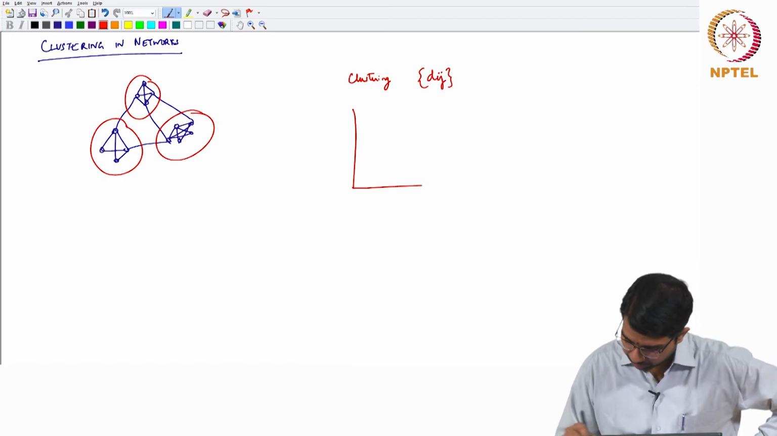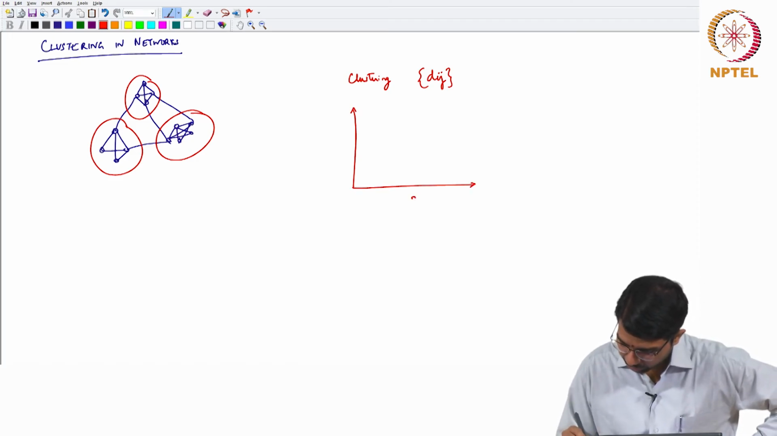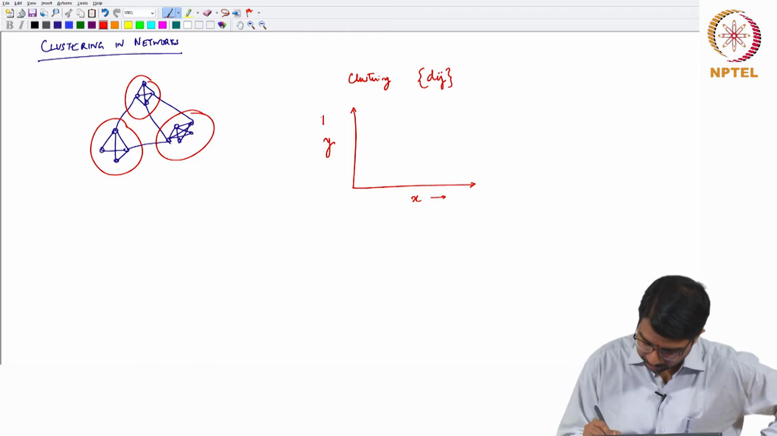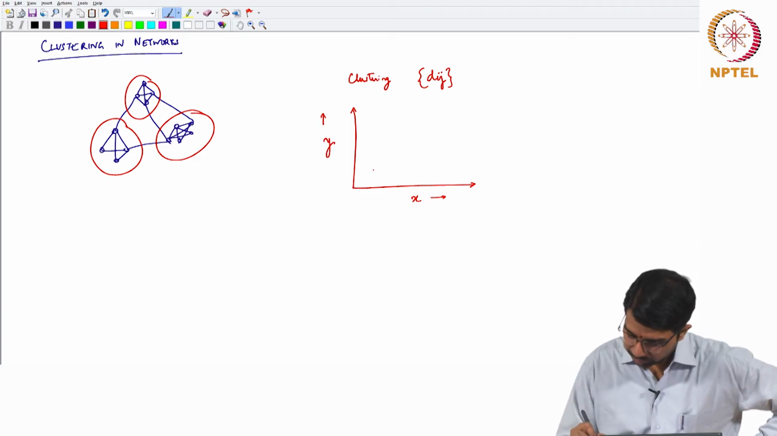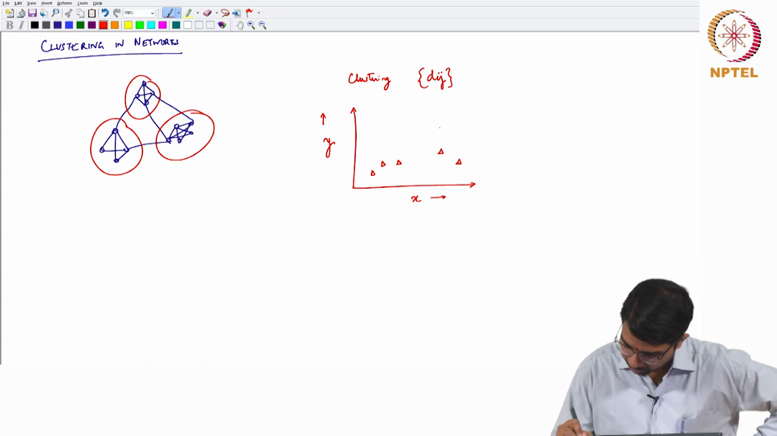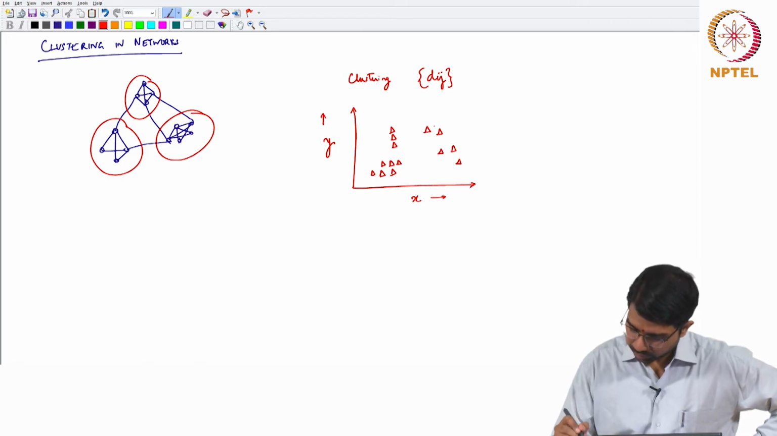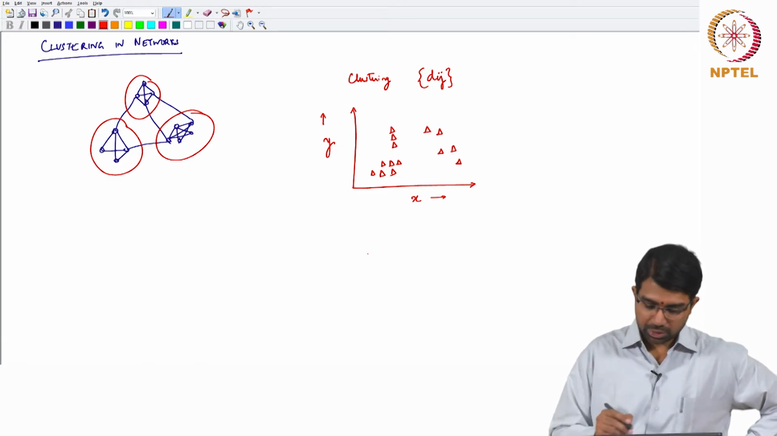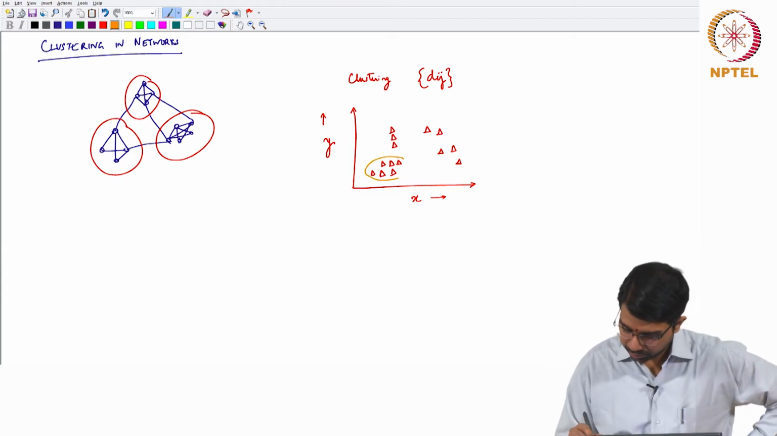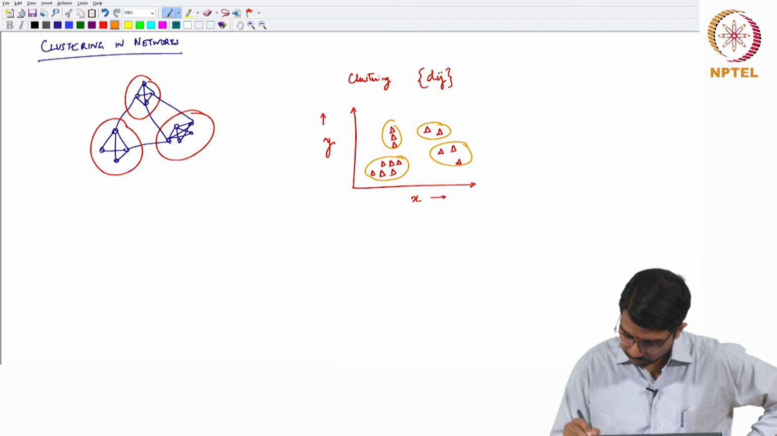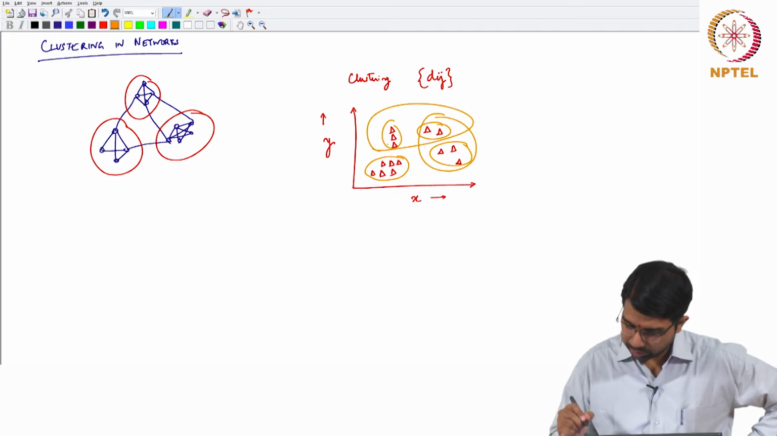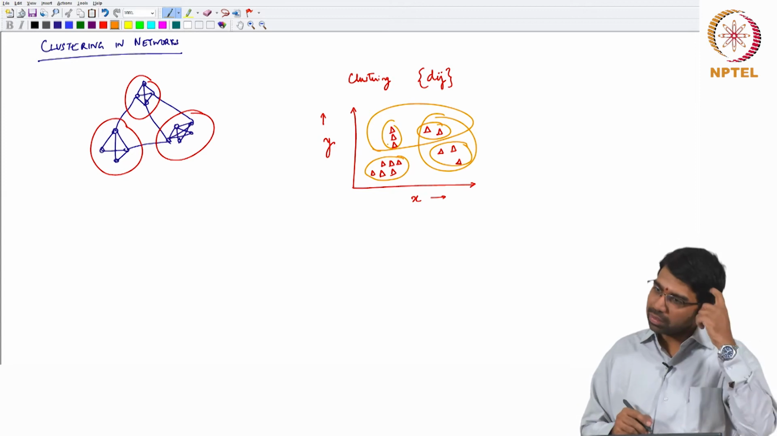Let us take a very simple example. Let us say you have some x and some y and you have different data points. You may end up clustering this in different ways. One possible clustering could be this, or maybe this becomes a cluster, or maybe this becomes a cluster. So, you could have different types of clustering.